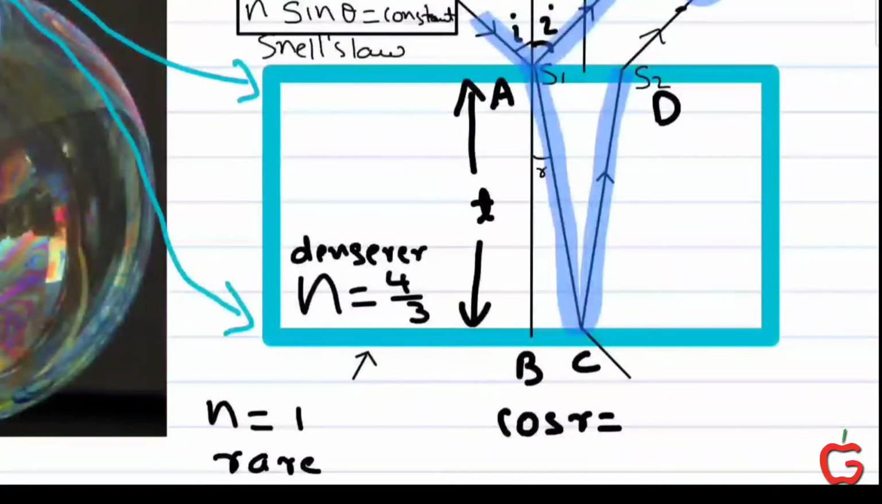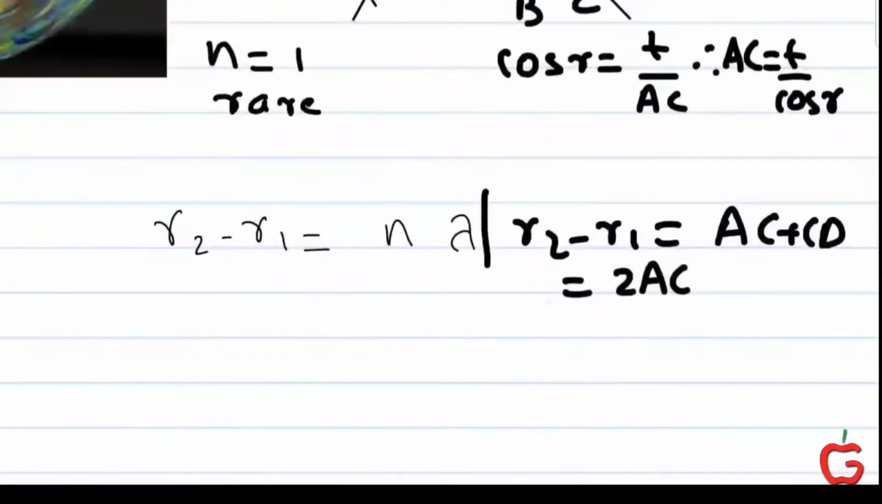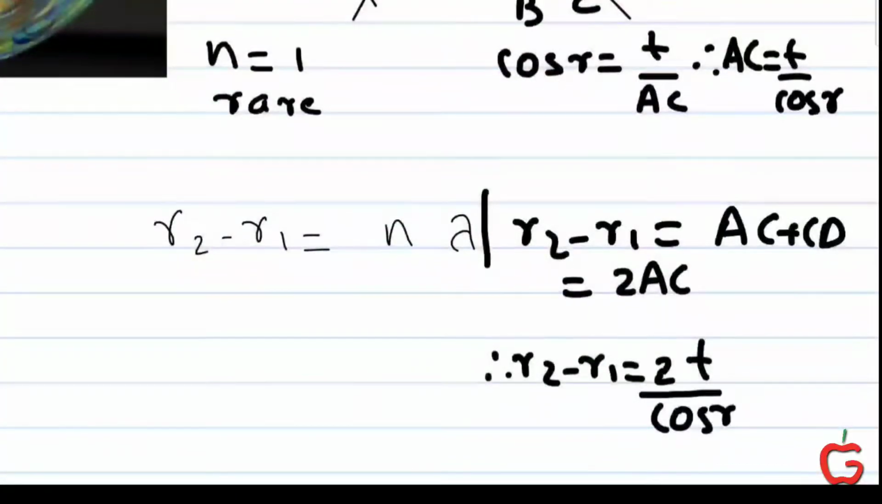Cos R is the thickness of the slab divided by the hypotenuse, that is AC. Therefore AC is the thickness divided by cosine of R, cosine of angle of refraction. So the path difference we get here, R2 minus R1, is twice T divided by cos of R. This is the geometrical path difference.